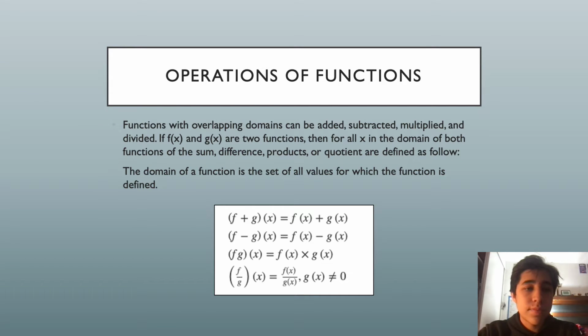Operation of functions. Functions with overlapping domains can be added, subtracted, multiplied, and divided. If f of x and g of x are two functions, then for all x in the domain of both functions, the sum, difference, product, or quotient are defined as follows. The domain of a function is the set of all values for which the function is defined. As you can see in the picture, these are the different types of operations of functions.